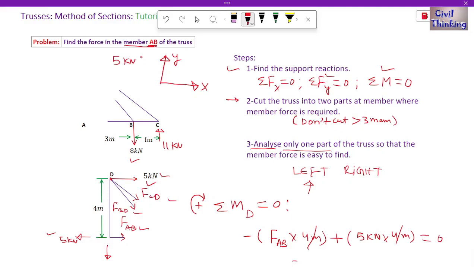We denote the tensile force with this letter T. Capital T means tensile. So this is how we find the force in a particular member using the method of section.